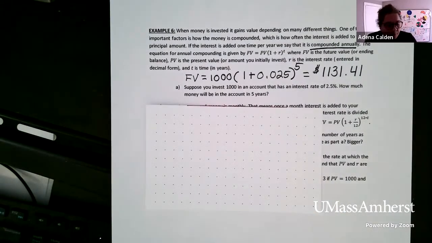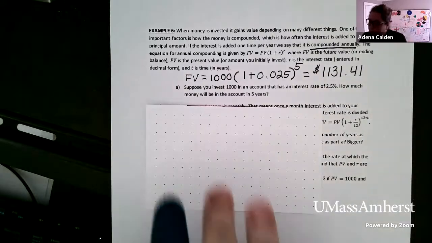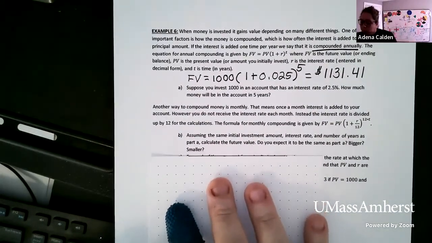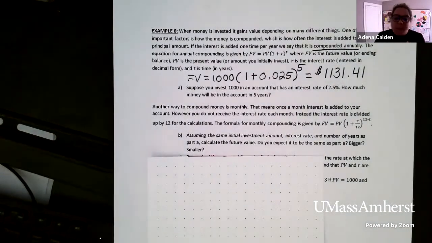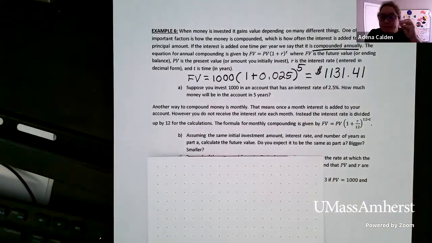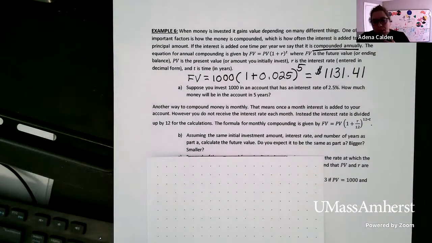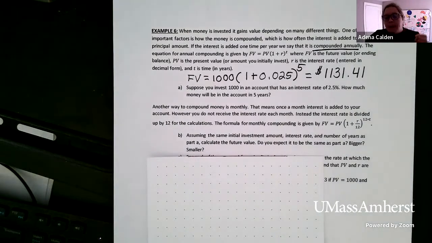Okay, so now this is how we start talking about compounding. So another way to compound money is to compound it monthly. And if you have a bank checking or savings account that you get interest, it is likely that it's compounded monthly. This is the common way that they do it. So that means that once a month, you get interest added to your account, okay?